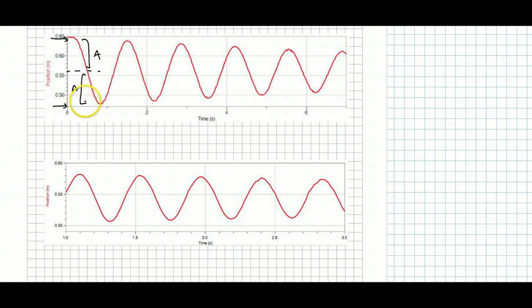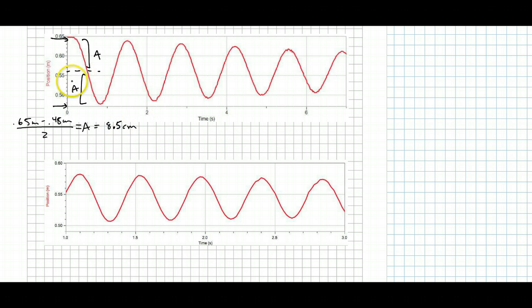So that entire amount is twice what we want. That entire amount is the difference between those two positions, but we want to divide that by 2 to find our amplitude, which will give us about 8.5 centimeters.